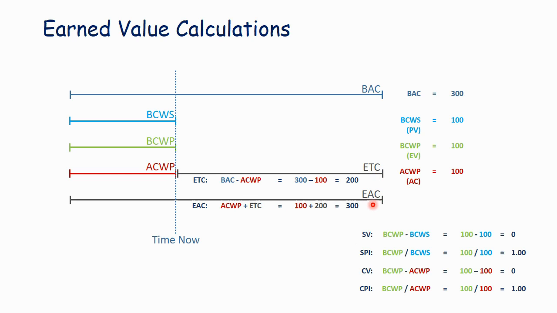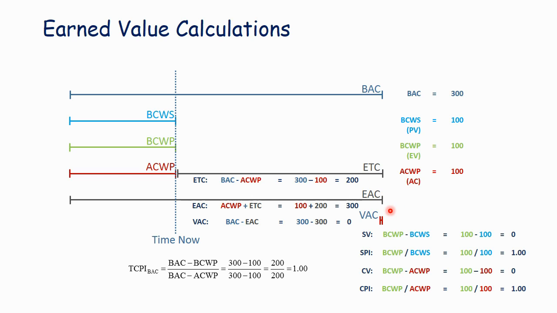So the way you compute estimate at complete is you take estimate to complete and you add it to your actual cost of work performed. So in this case, we've spent 100 hours. We estimate we need another 200 hours to finish. 100 plus 200 is 300, and that equals the budget at completion. So the prediction on this project is that we're going to come in on budget. The variance at complete is the difference between budget at completion and estimate at completion, and in this case, it's 300 compared to 300. The variance is 0. So if the variance at complete is zero, it means we're predicting we're going to stay on budget.